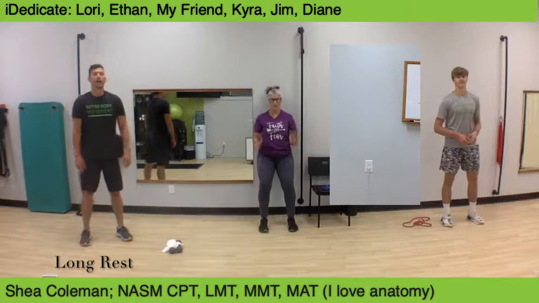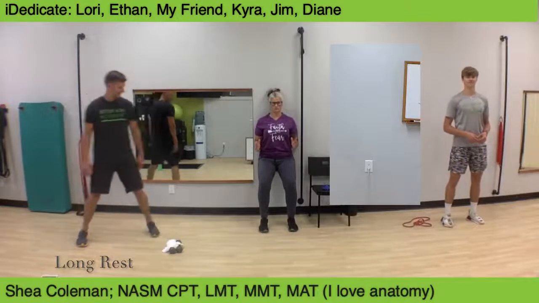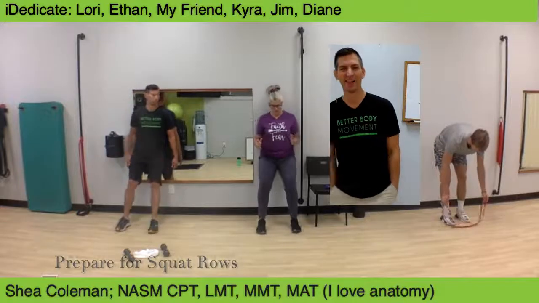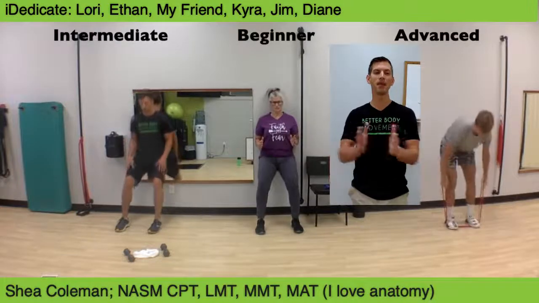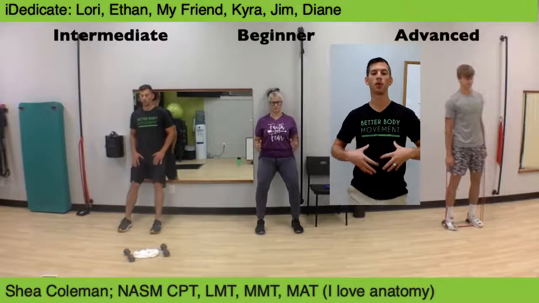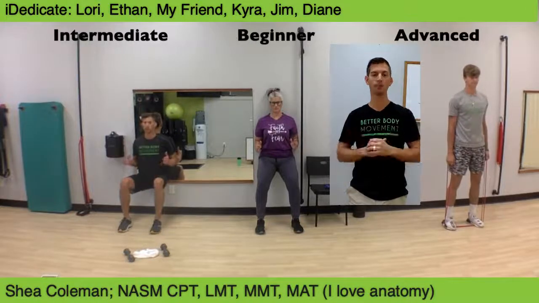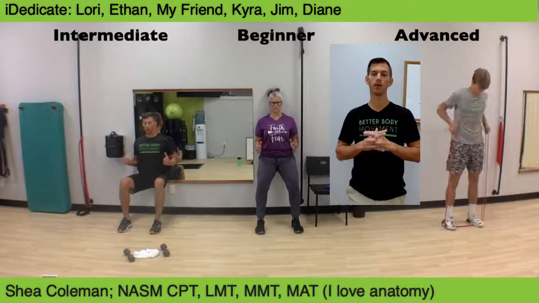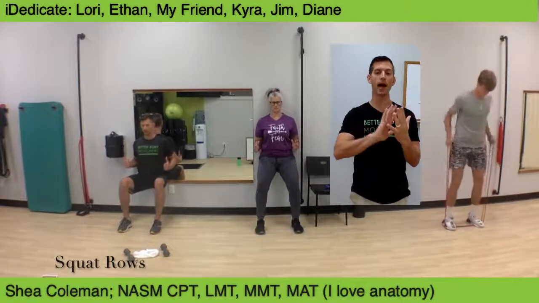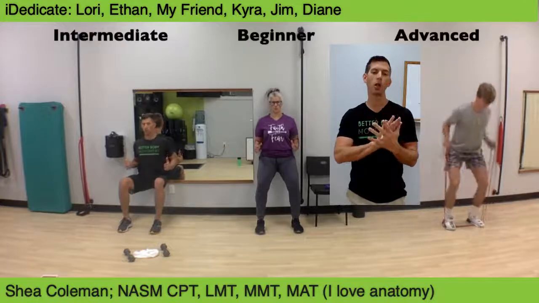3, 2, 1. Get ready for row squats. All right, let's go ahead and get set. Again, if you're leaning against the wall, core tight, shoulders down and back. 3, 2, 1. Row squats. I try to say basically your entire backside should be glued against the wall here.